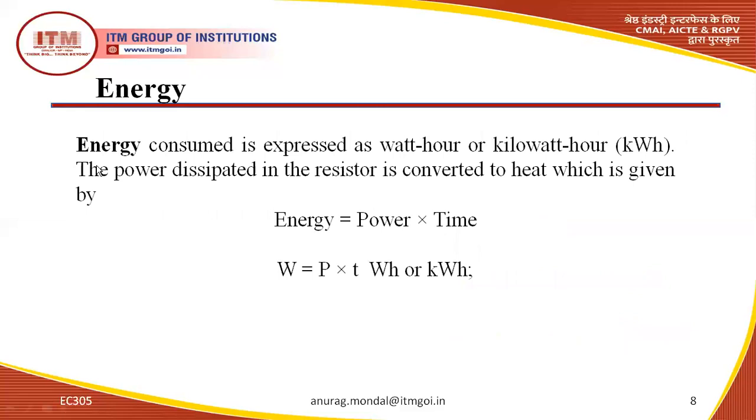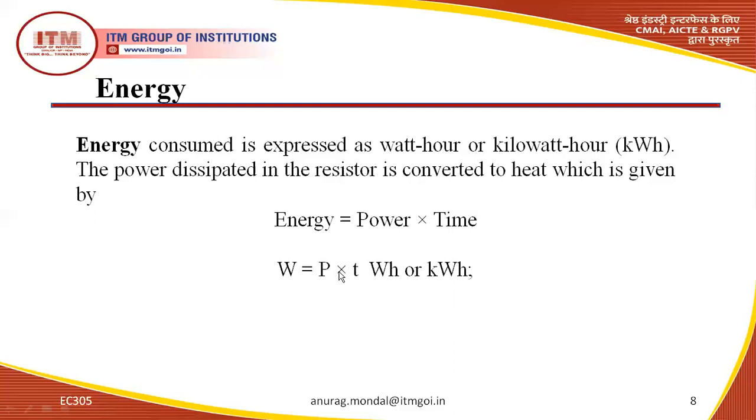Move on to the next thing, that is the energy. Energy consumed is expressed as watt hour or kilowatt hour. That is the units. The power dissipated in the resistor is converted to heat, which is given by energy equals power into time. So how much power we consume in a particular time is called the energy. In a simple way, W equals P into T.